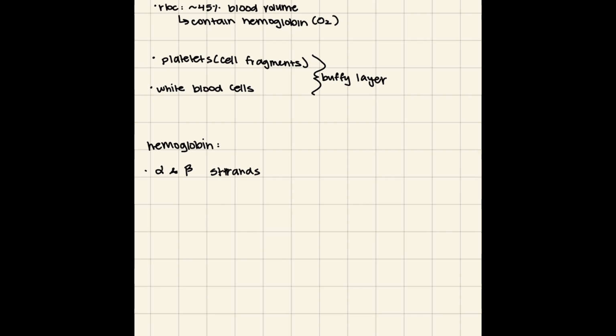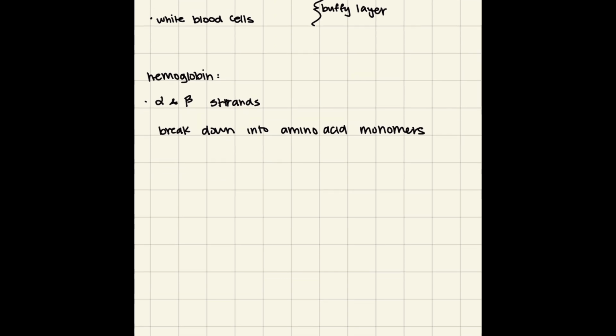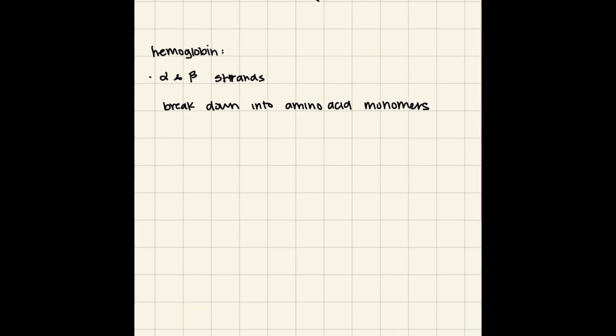We send them off and we break these down into their amino acid monomers. And then we can reuse them. We can make more hemoglobin with them. We can use them for transcription translation. I guess it would just be translation because that's where we're making a protein, but we can use them for whatever we want. The hard part to break down is heme.